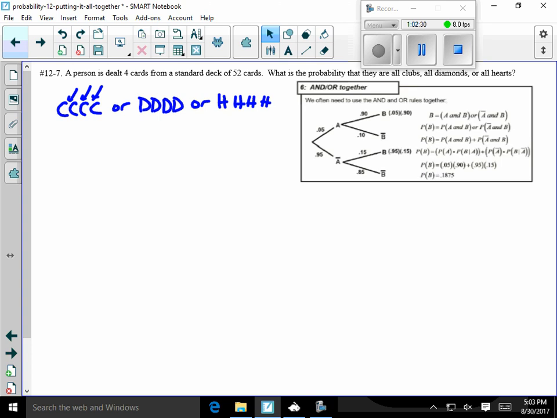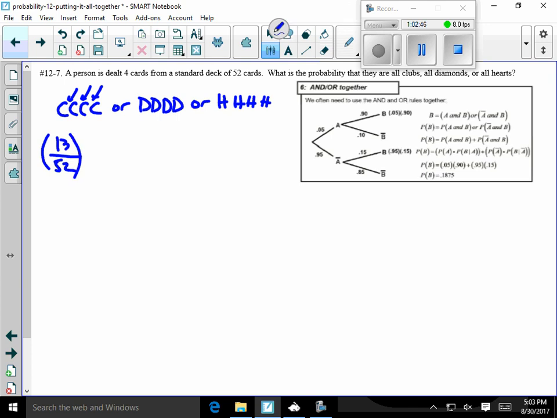All right, so what's the probability that the first card would be a club? Okay, well, there are 52 cards in the deck. A quarter of them are clubs, which is 13. So that'd be 13 out of 52.